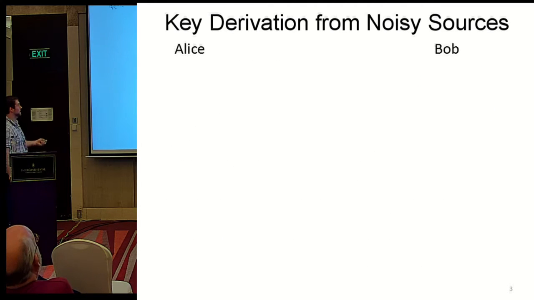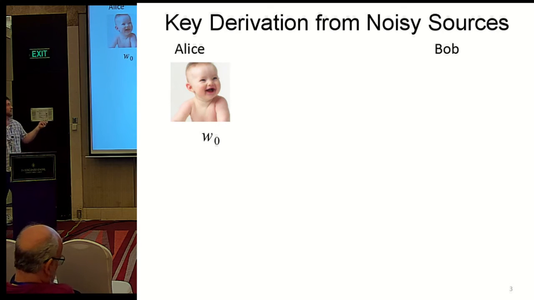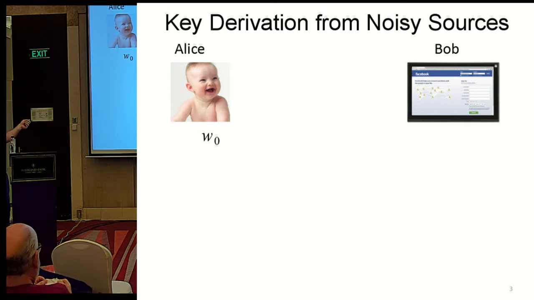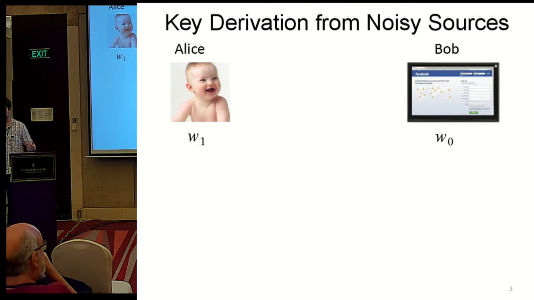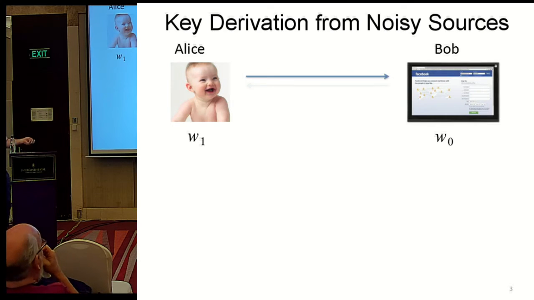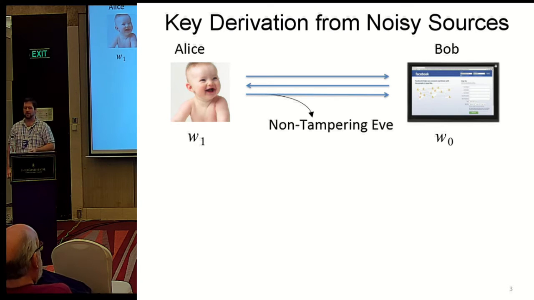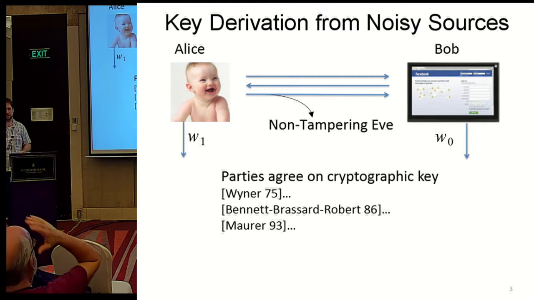A little bit more of what this setting looks like is that we have our traditional Alice and Bob. We have a baby who wants to use Facebook. It takes an initial reading, W0, from its biometric data, and sends this value over to Facebook. Then at some later time, maybe when it's grown up, it takes some later reading, W1. And now Alice and Bob want to communicate, except now there's a non-tampering Eve that is observing their communication. Because they have these values W0 and W1, they should be able to agree on a cryptographic key.